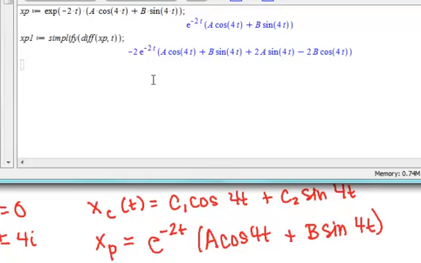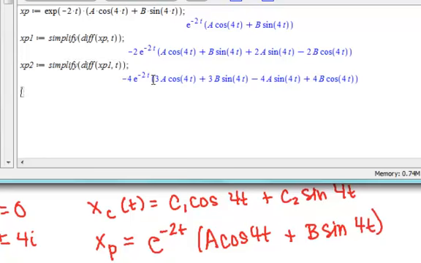And then xp2 would be the second derivative. And so I'll have it take the derivative of xp1, and then I also have that simplify command in there. So diff xp1 comma t. Okay, and so that's what we get.